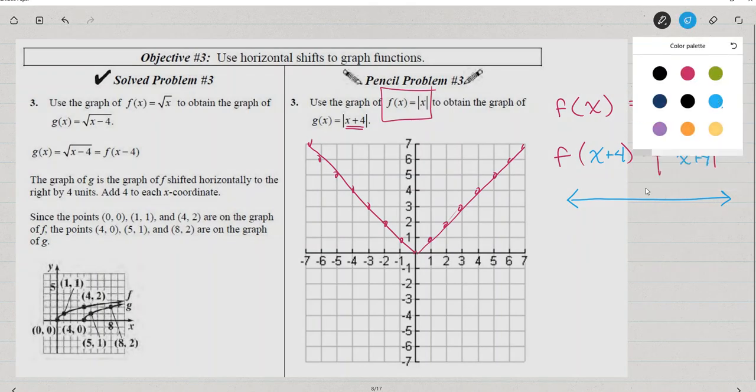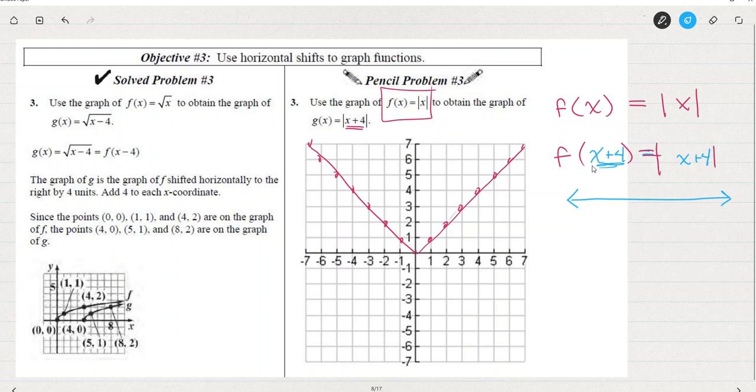If I do this transformation plus 4 inside, you might think, oh, positive 4, it's going to go right 4. No, you've got to go in reverse. We're actually going to move left 4. And once I have that vertex, I can just start going up from there. So it would look like this. Notice that this goes left 4, even though it's a plus 4, a positive 4. When we have the change inside the function, it goes the opposite direction.